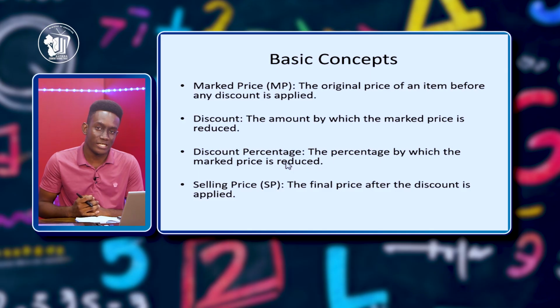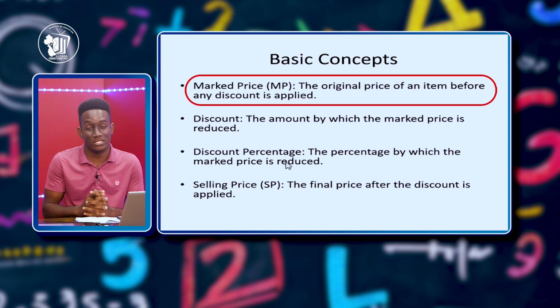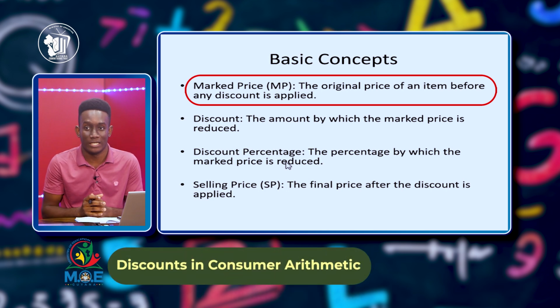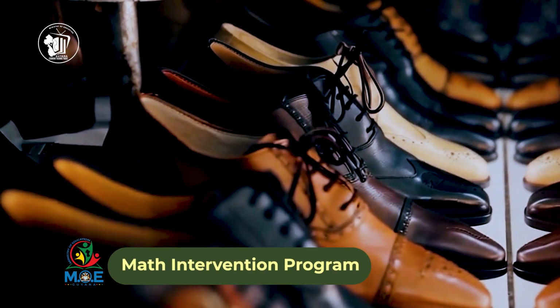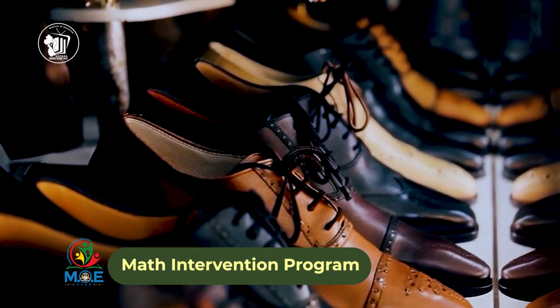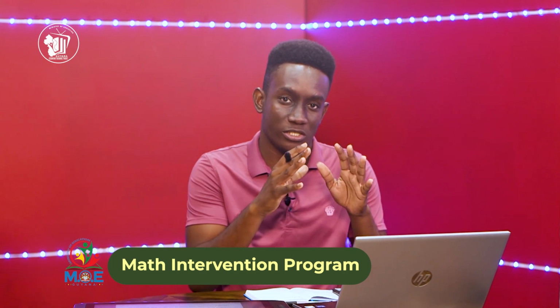So first of all, let's look at the normal terms used when dealing with discount. So the first thing is the marked price. Now the marked price would be the original price of an item before discount is applied. So if you go in a store and you see a pair of shoes being sold for $5,000, they said that this is a marked price. And then the store offers a store-wide discount of 20%. Now that 5,000 there that you see on the pair of shoes, that is a marked price.